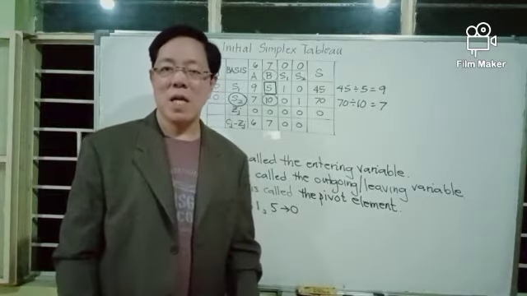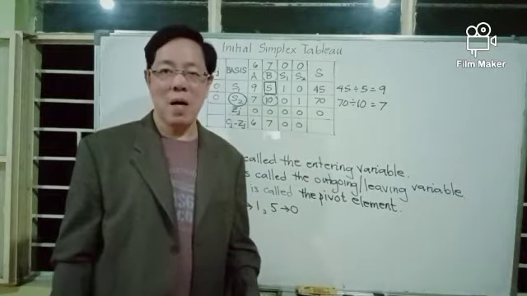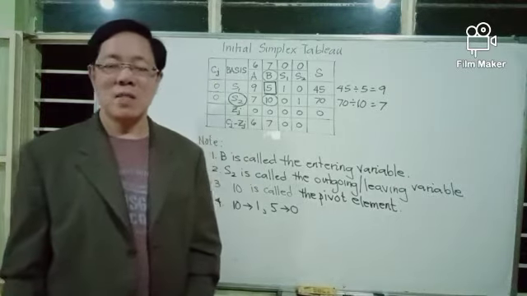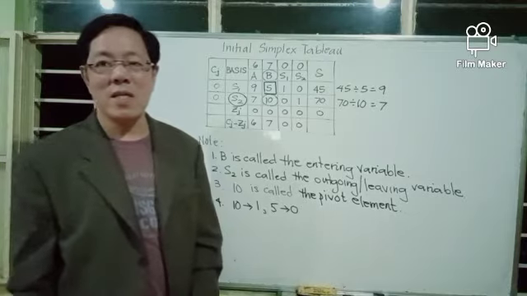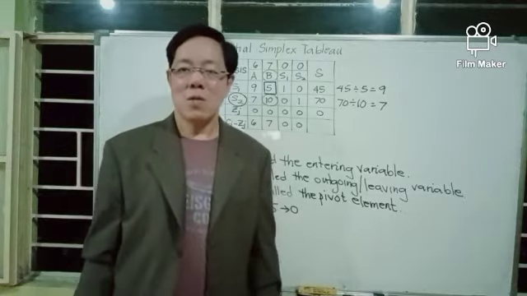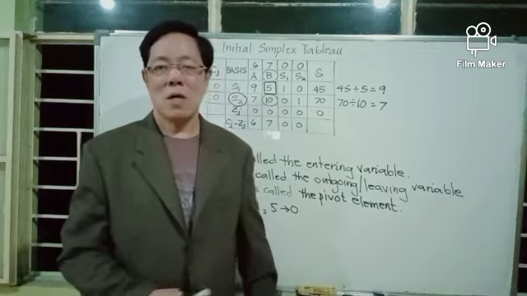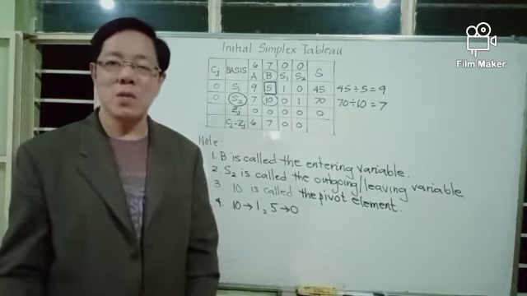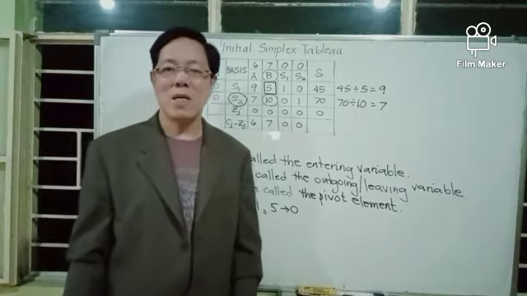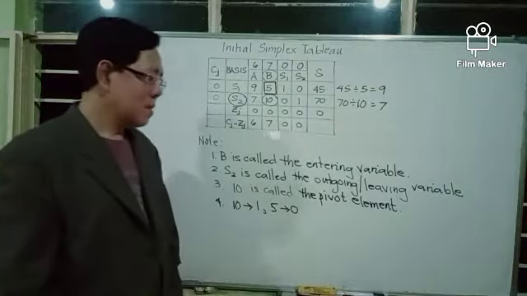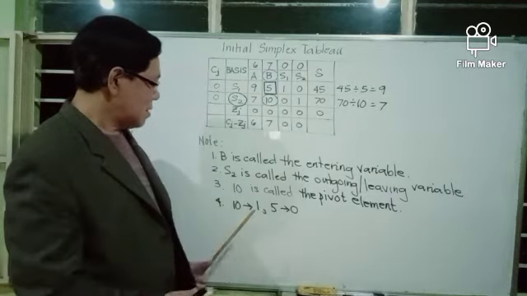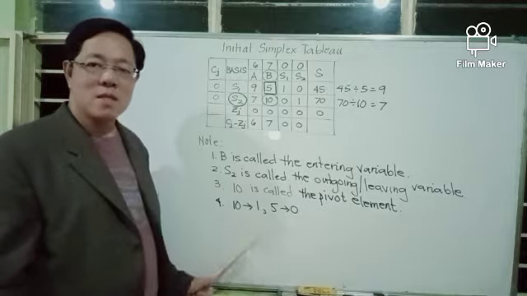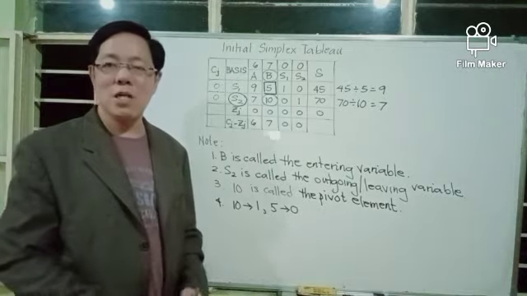If you have a background in the course linear algebra, then you must know what elementary row operations are. There are also elementary column operations, but in the simplex tableau we only use the elementary row operation. Now to change this pivot element to 1, this is the elementary row operation that you will use.